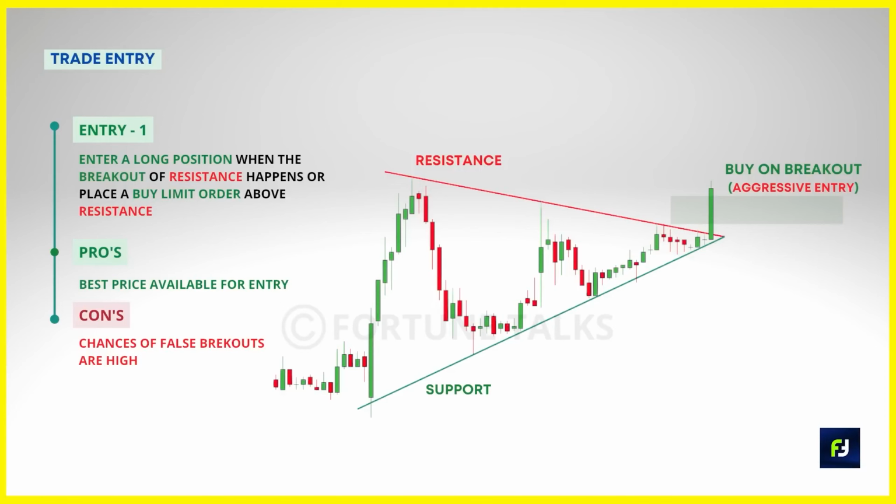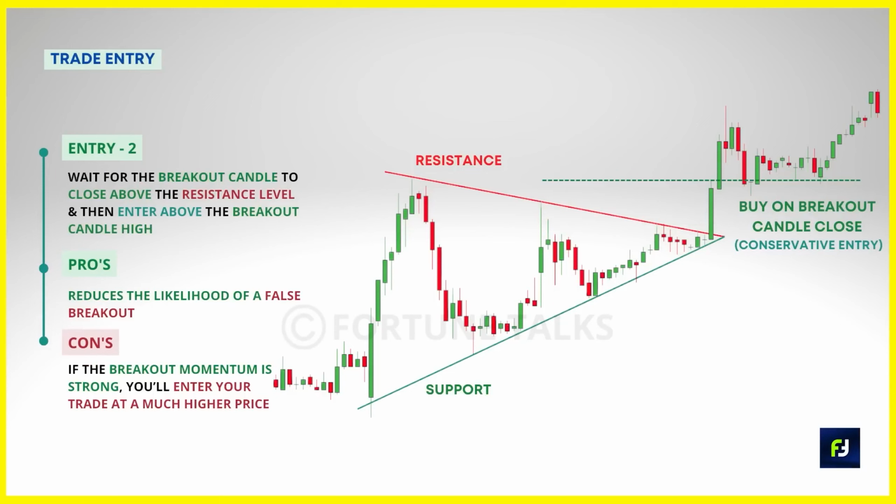And if the breakout is real, this is one of the best prices to enter. But this method is very risky, and there are high chances that it might be a false breakout. The second method is similar to the previous approach. The only difference is that you wait for the price to break and close above the descending trendline resistance. You can enter long above the breakout candle highs once the candle closes. This method reduces the likelihood of a false breakout, but if the price momentum is strong, then you will probably be entering at a much higher price.